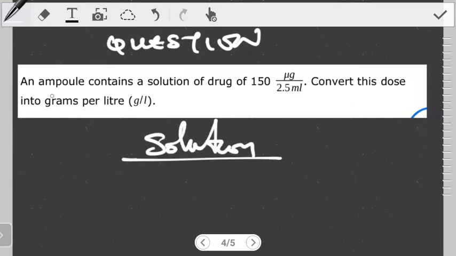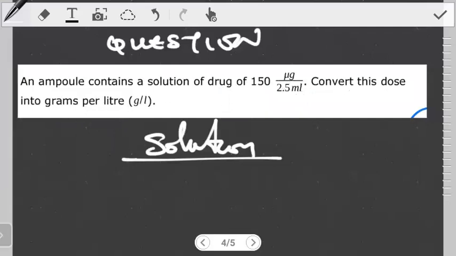So let's say we have a solution of a drug of 150 micrograms per 2.5 milliliters. Convert this dose into grams per liter. So all they're saying is we have a drug. This is literally a solution of a drug. This solution contains 150 micrograms per 2.5 milliliters. Now I want to convert this dose into grams per liter.